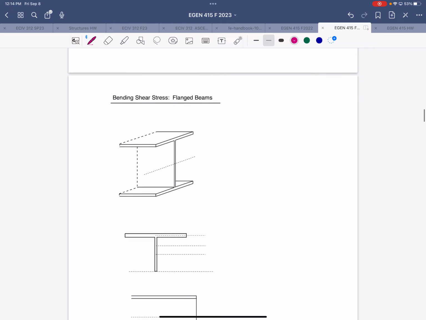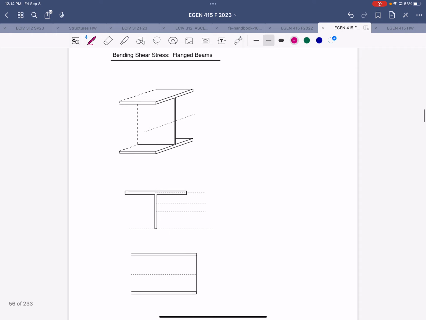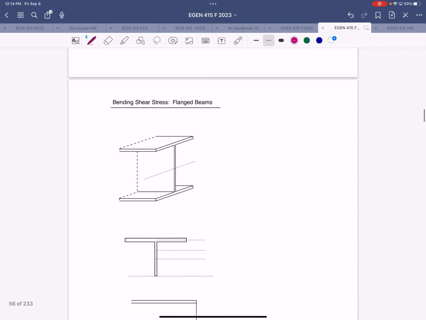All right, so next page, let's consider some flanged beam, and at the bottom we've got a box beam that we'll look at. So here I'm going to outline some axes. So first of all, noting the neutral axis there.